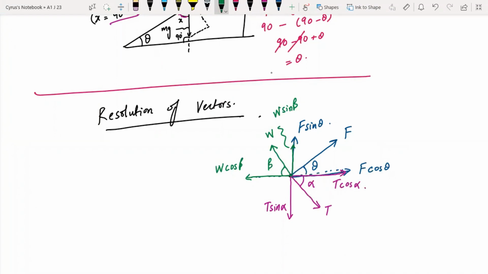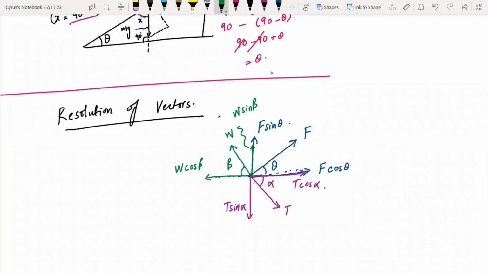Now you have to understand here that since we're dealing with vectors, the right direction can be taken as positive, the left direction can be taken as negative, the up direction is taken as positive, the down is taken as negative. Okay, we have to understand these sign conventions.